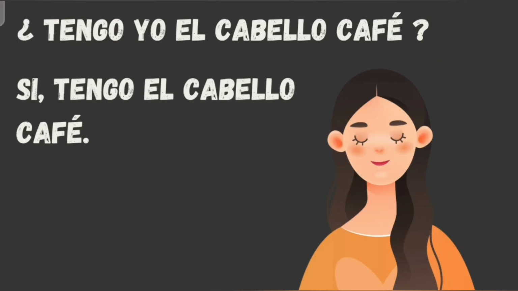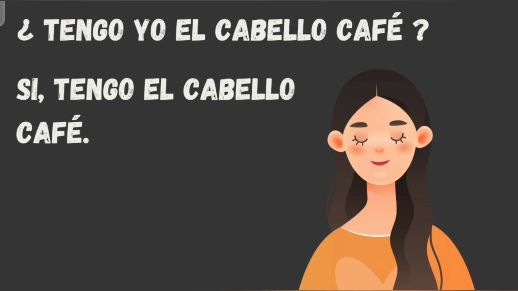Now let's see some examples, okay? With the affirmative questions. We have, do I have brown hair? That would be the question according to the personal pronoun I. Do I have brown hair? ¿Tengo yo el cabello café? Do I have brown hair?